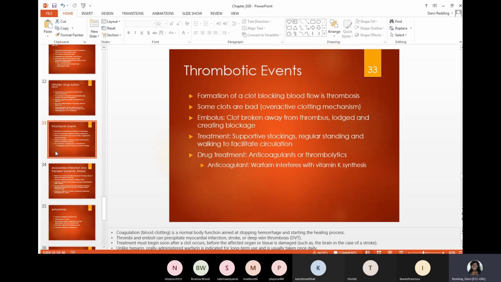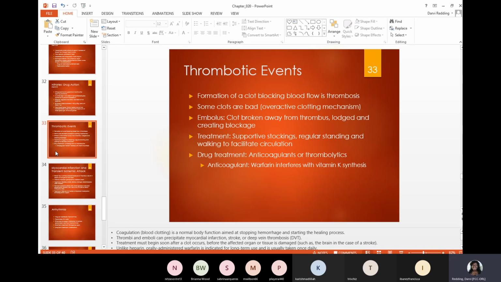Now, what's important when you hear of thrombosis is understanding what DVT is. DVT stands for deep vein thrombosis, and that happens around the knees. And so there are some medications that would assist with that. One example would be Xarelto. You may have heard of that or seen a commercial on TV. And so the sooner treatment begins, the better. Treatment must begin soon after a clot occurs and before the affected organ or tissue is damaged, such as the brain in the case of a stroke.